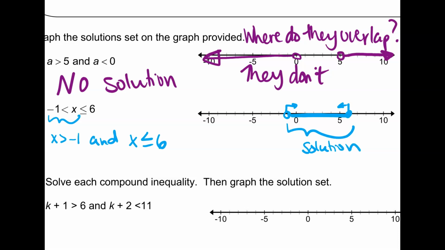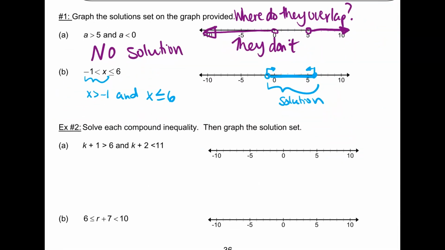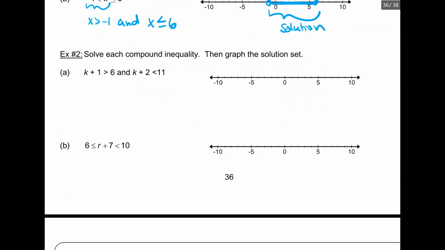All right, questions so far? Hoping this is jogging the old memory, getting those cobwebs out of your brain. If you're like, wait, what? There are plenty of notes in the previous explaining inequalities. So example 2: solve each compound inequality and graph the solution set.